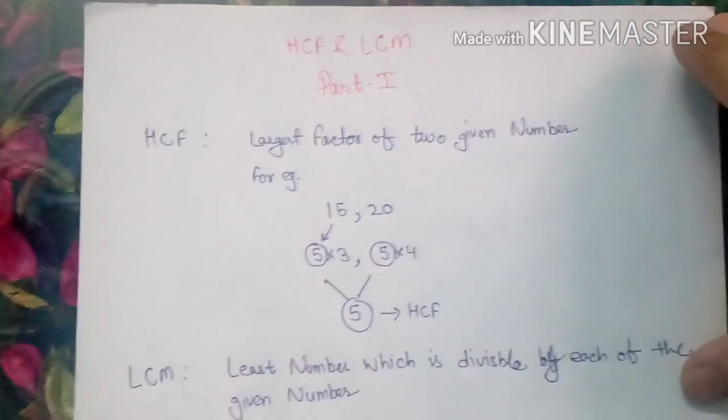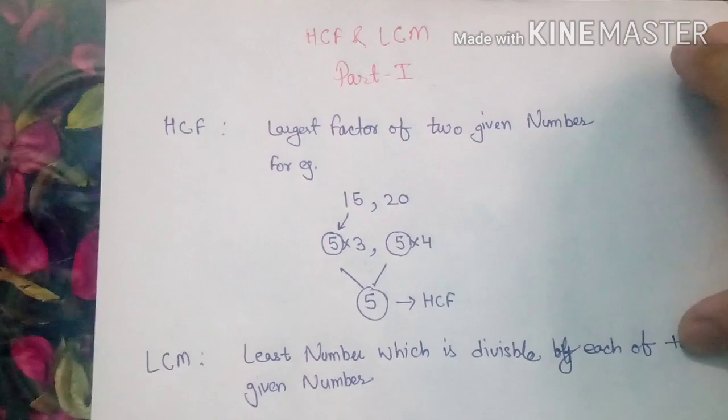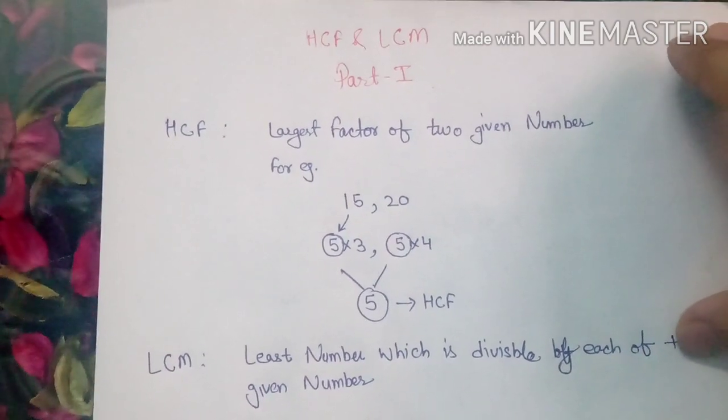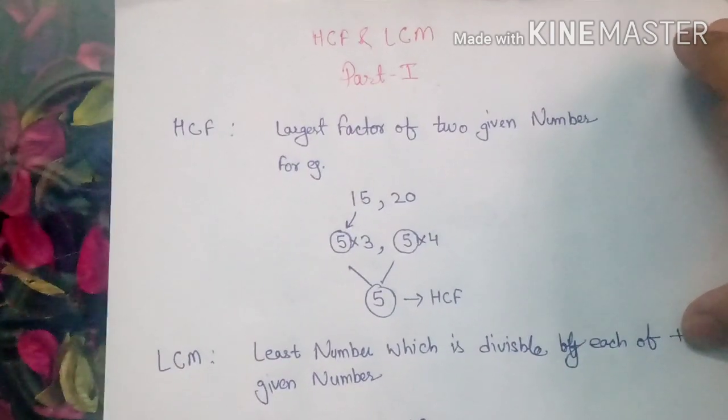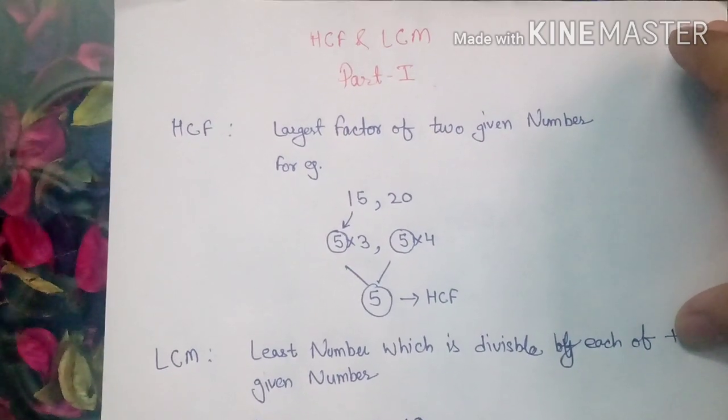Hello friends, today we are going to discuss the very basics of HCF and LCM. This is a part of the number system. Starting with HCF: HCF is basically the highest common factor of two given numbers.